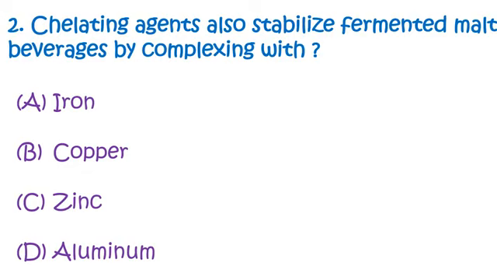Question number 2. Chelating agents also stabilize fermented malt beverages by complexing with. Options are option A, iron, B, copper, C, zinc, and D, aluminium. And the correct option is option number B, copper. Now, chelating agents are compounds that form stable complexes with metal ions.